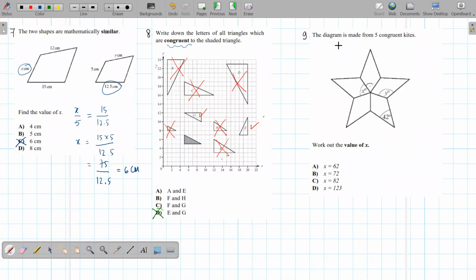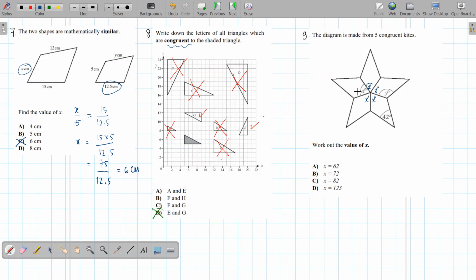Question number 9. The diagram is made from 5 congruent shapes. So if they are congruent, then the angle of this is also x. This is also x, x, and x.